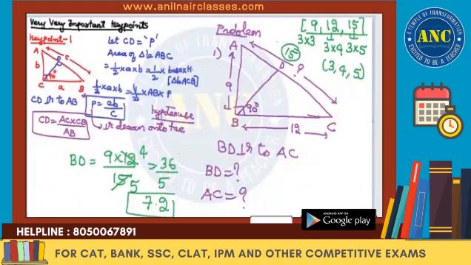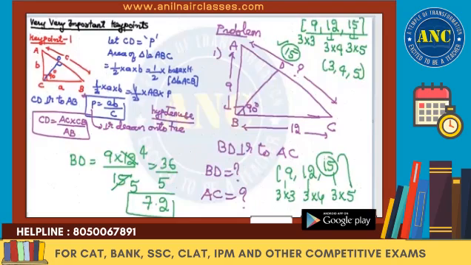Sir, how did you get 15 directly? One is 9 and another is 12. It is a derived triplet. 3 3s are 9 and 3 4s are 12. For 3 4, the next triplet number is 3 5s are 15. So the answer is 15.